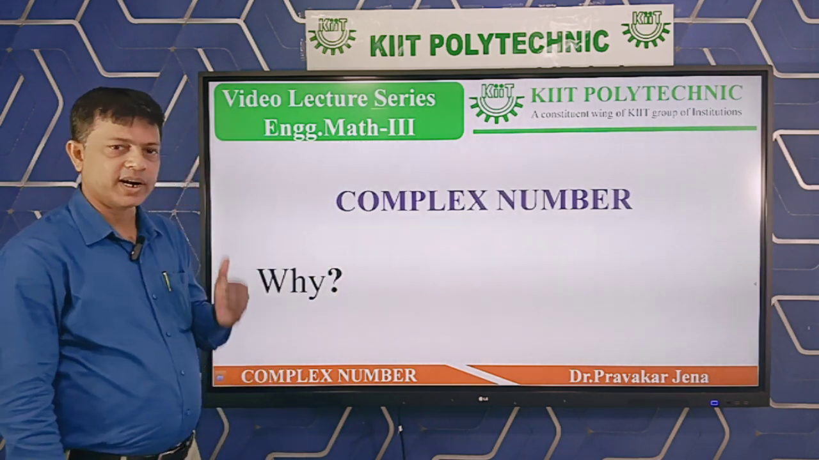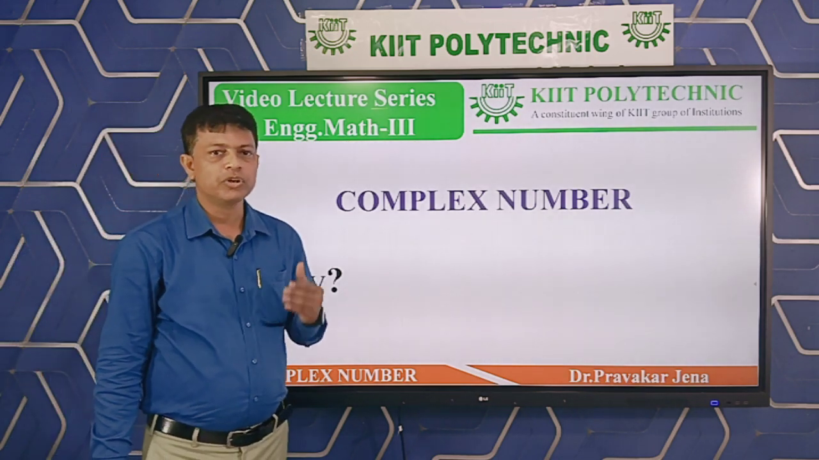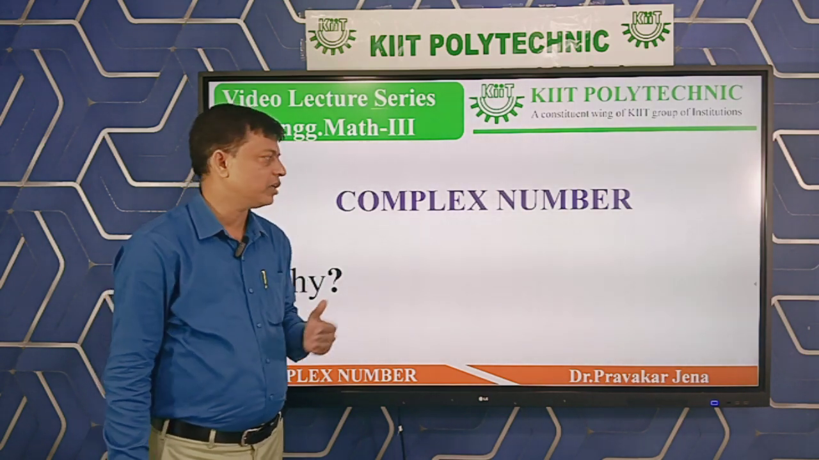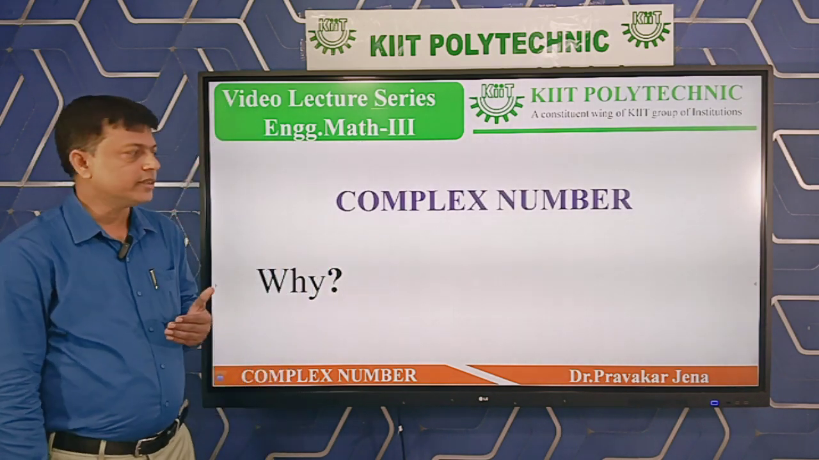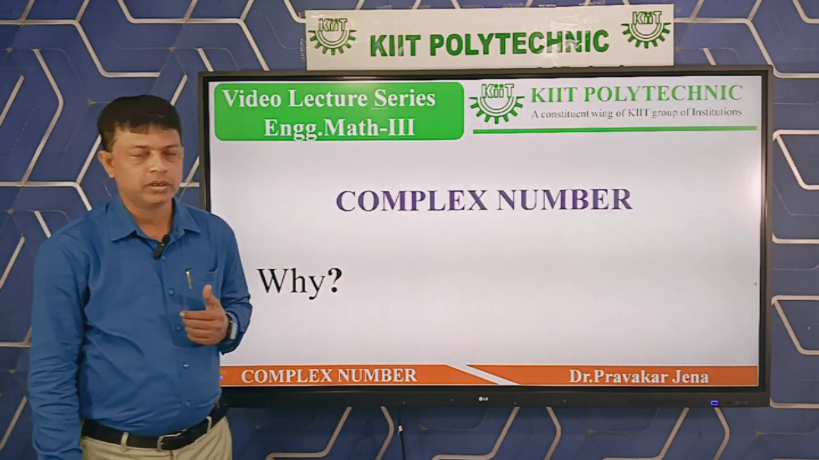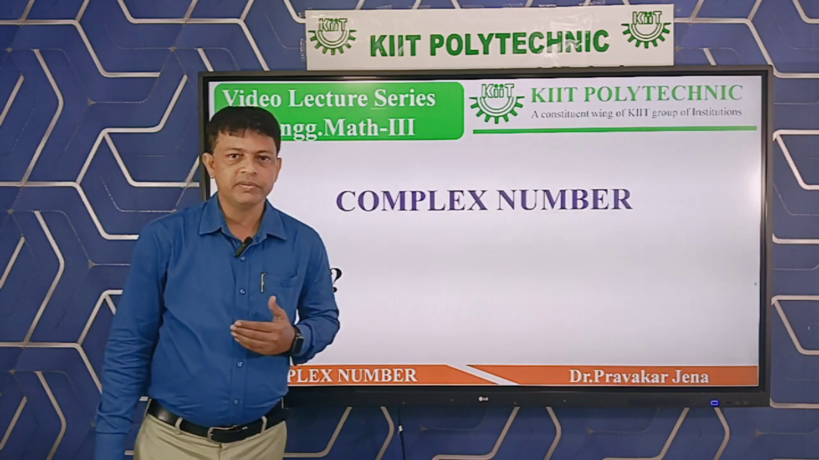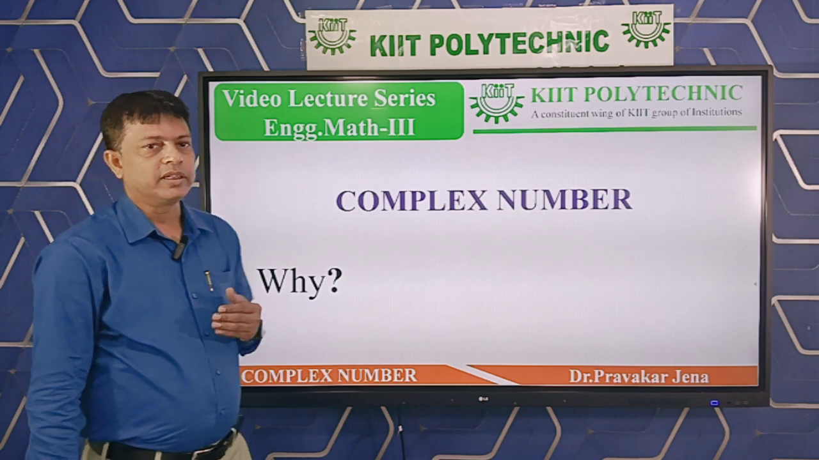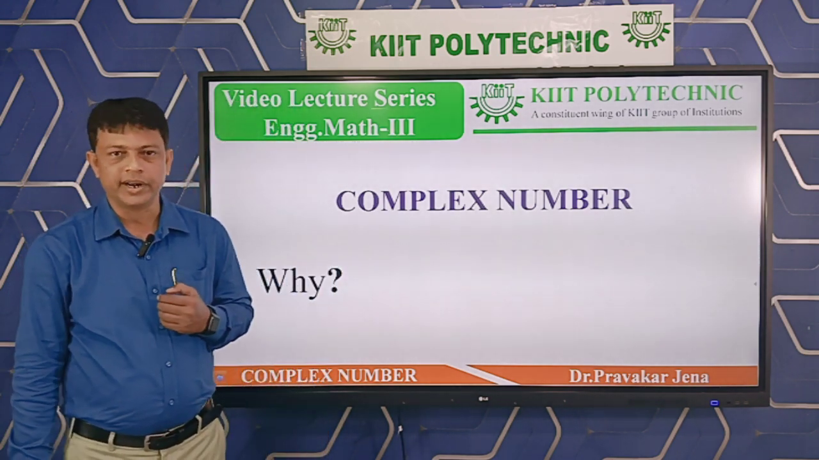That means if a quadratic equation is present, we will use complex numbers for finding the roots or solution of the quadratic equation. And the second thing is that different engineering fields also use complex numbers, like electronics and telecommunication and electrical engineering. In electronics, there is the AC circuit, which is known as alternating current.